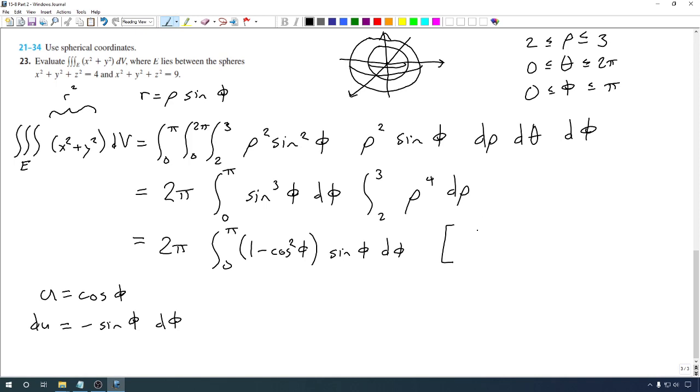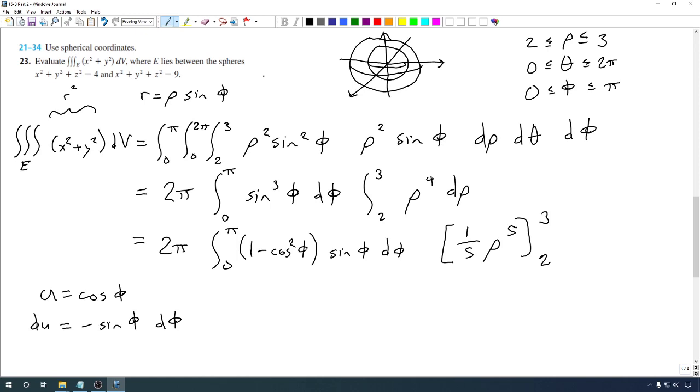The rho to the fourth, of course, becomes a 1/5 rho to the fifth. We're going to have to plug in 2 and 3. And I'm also going to have to do this on another page. So we're going to have that 2 pi with the integral of u squared minus 1 du. Of course, we are going to have to use 0 and pi. Put this into cosine. 0 gives us a cosine of 1. Pi gives us a cosine of -1.